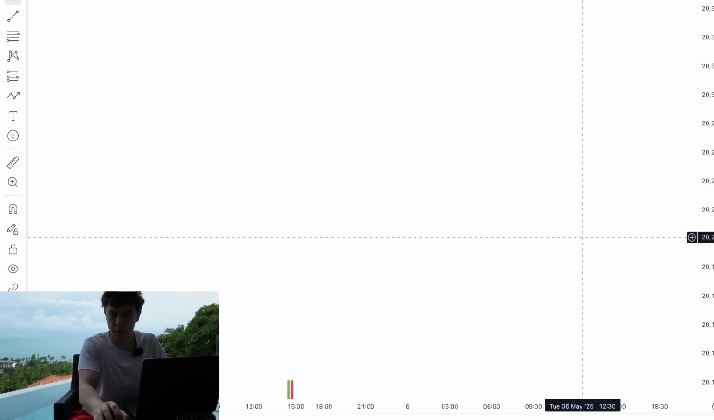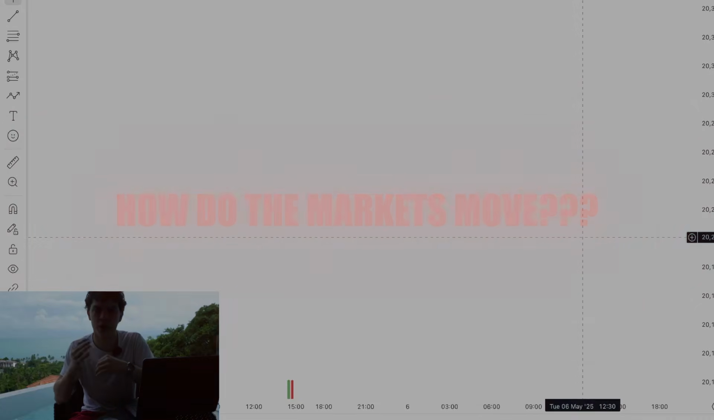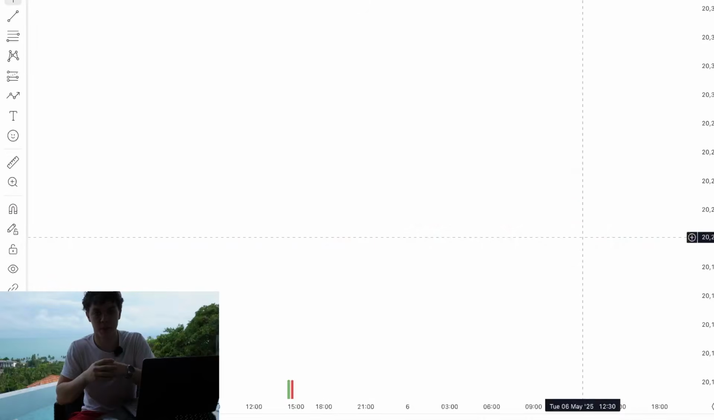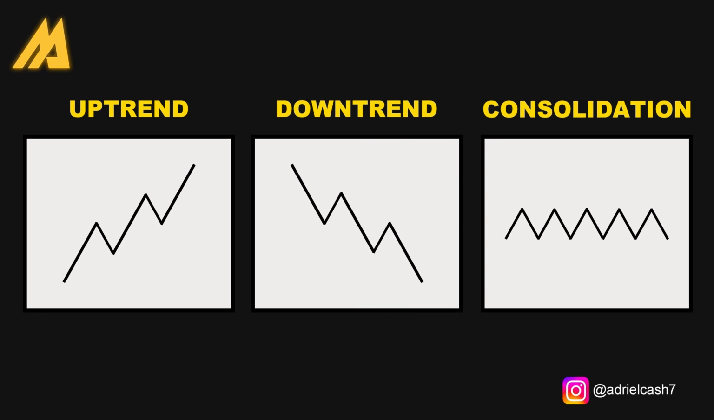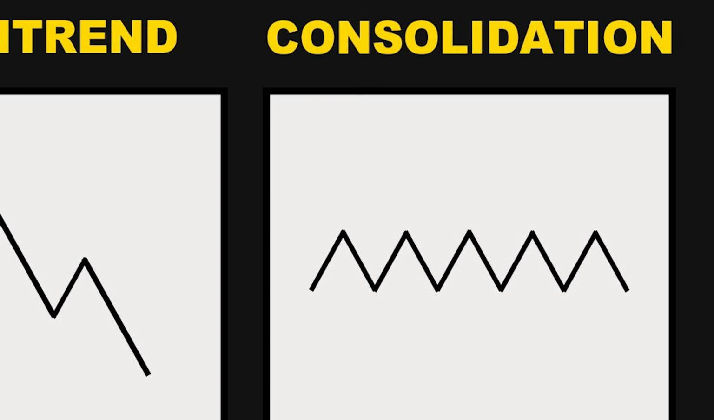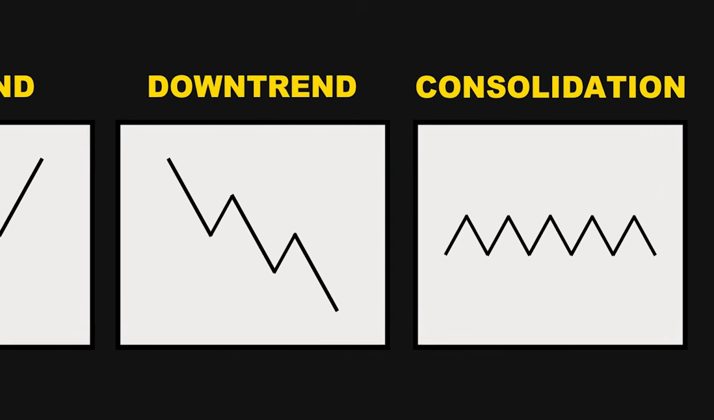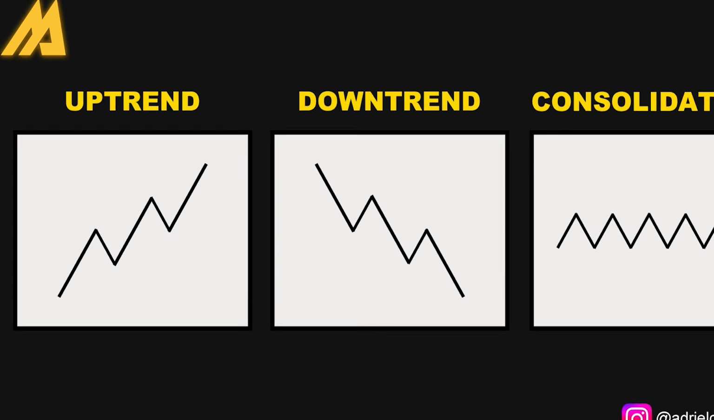All right, as you can see, I'm currently in the markets, and what we have to now understand is, what is the lifeblood of the market? How do these markets move? Well, it's simple. The market always moves in trends. There's the uptrend, downtrend, and consolidation. Skip consolidation, which is sideways movement when there's an equal amount of buyers and sellers. What we have to focus on is uptrend and downtrend.